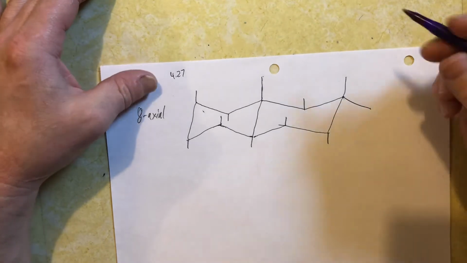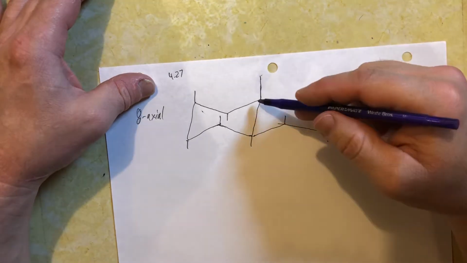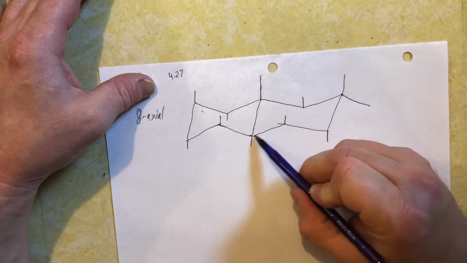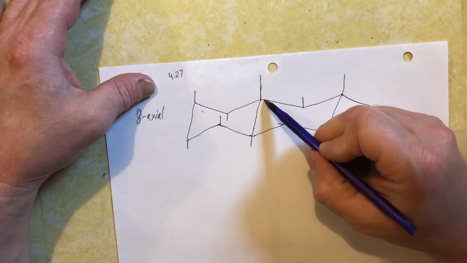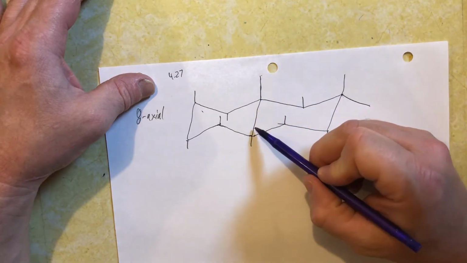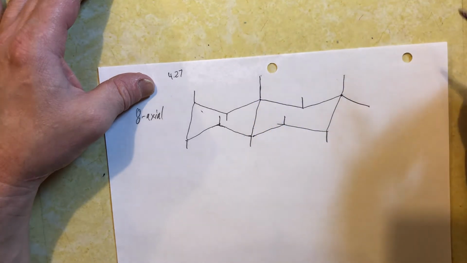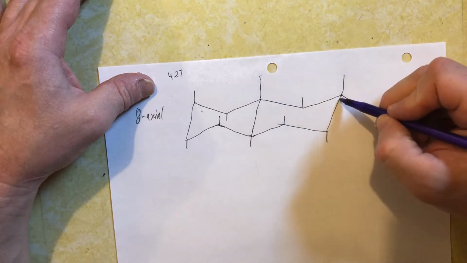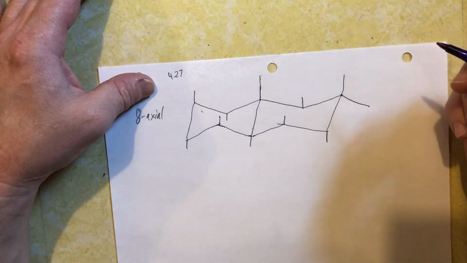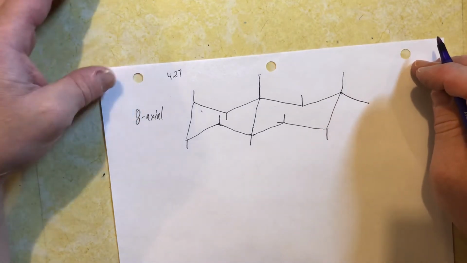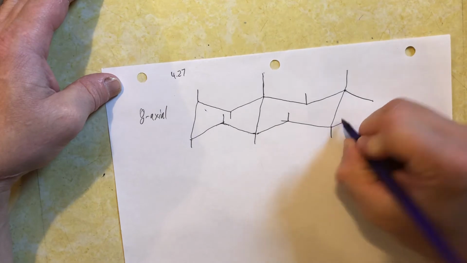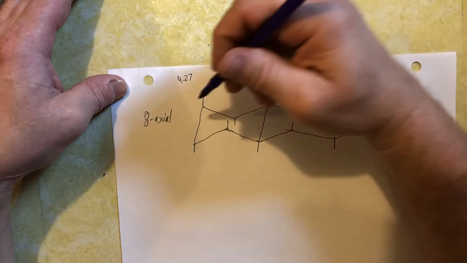Then the equatorials, okay, you don't have one there, there, there. Here you've already got 1, 2, 3, 4 bonds on this carbon. Here you've already got 1, 2, 3, 4 bonds. So the only ones you can have equatorial on is this one, and it's opposite over here.